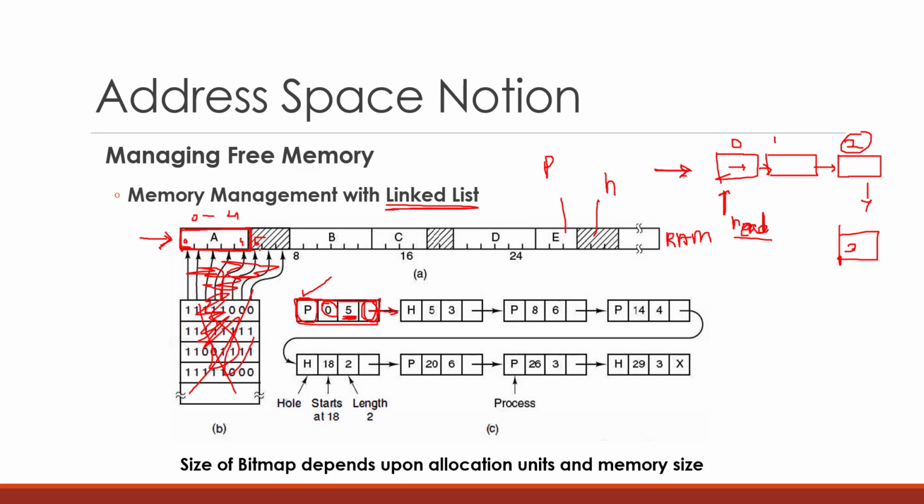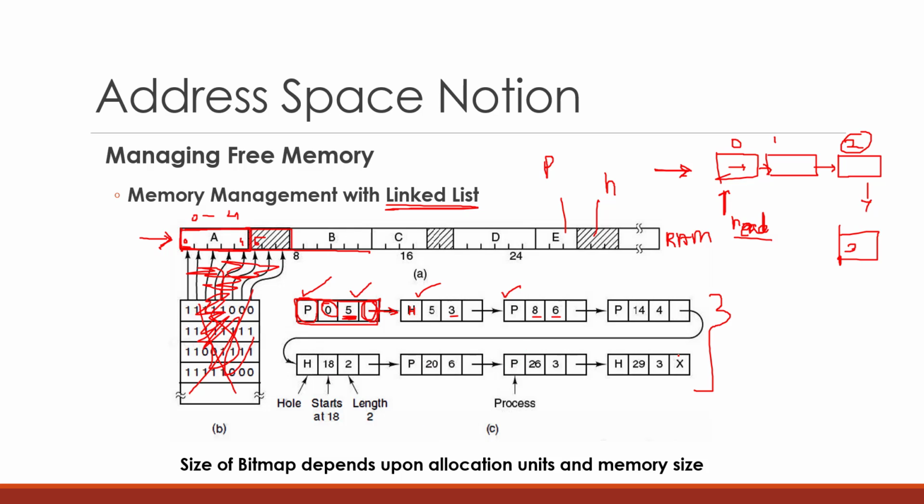If we go next, we'll see that this is a hole. So the next node of the linked list will have H in it because it's a hole. Where is it starting from? It's starting from 5. The size of this hole is 3, right? And then we go next. Starting from 8, we have a process, with its size, and so on and so on. By this, the operating system now keeps track of all the processes and all the holes.